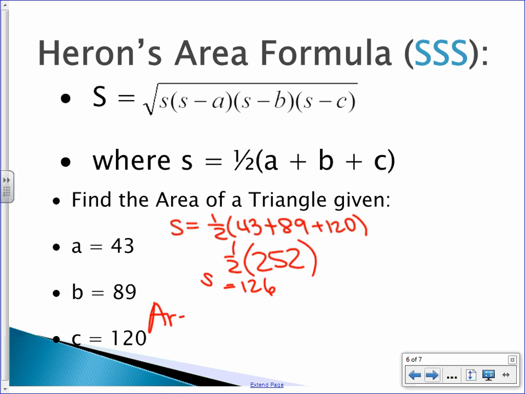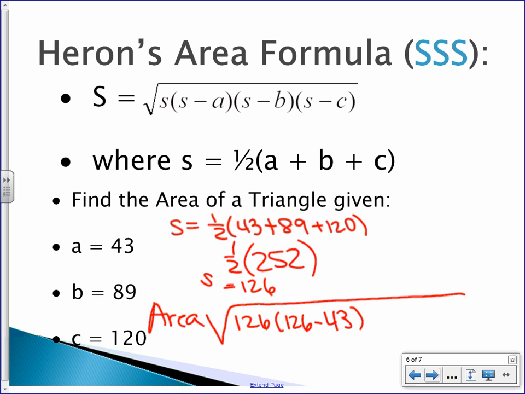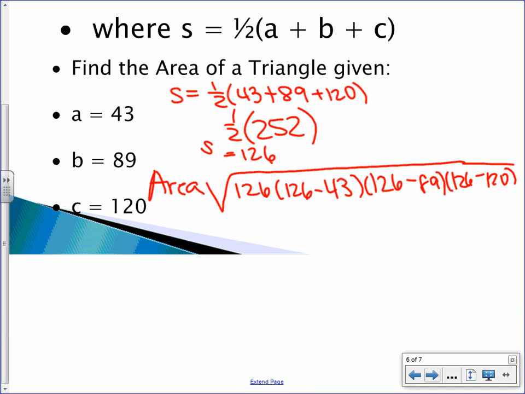So then that's our little S. So our area is going to be the square root of S times S minus each side. So S minus 43 times S minus 89 times S minus 120. Okay? You can find each of those differences, or you can just plug it into your calculator like it is right here. Just be careful with all of your parentheses. Should we do everything within the square root first and square root it? You can put it in all at the same time. You can say, here, let me get my calculator.